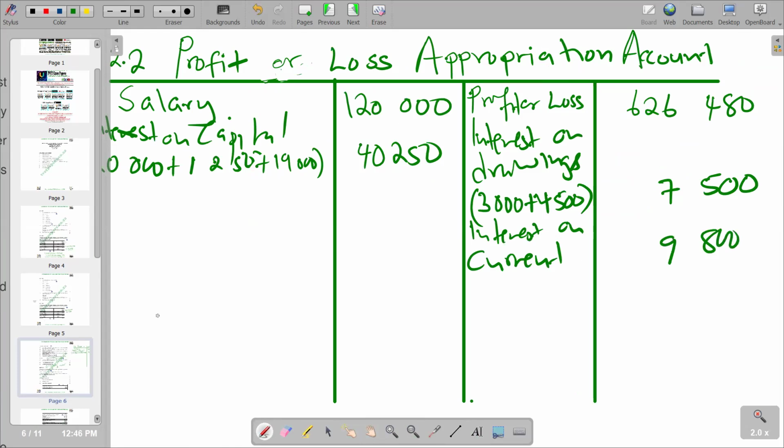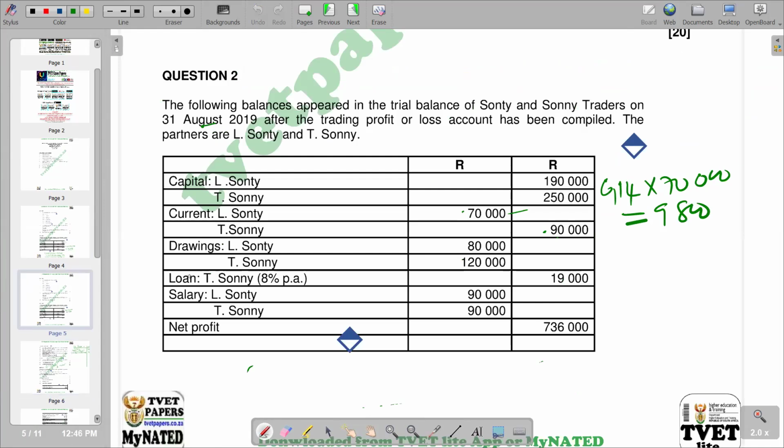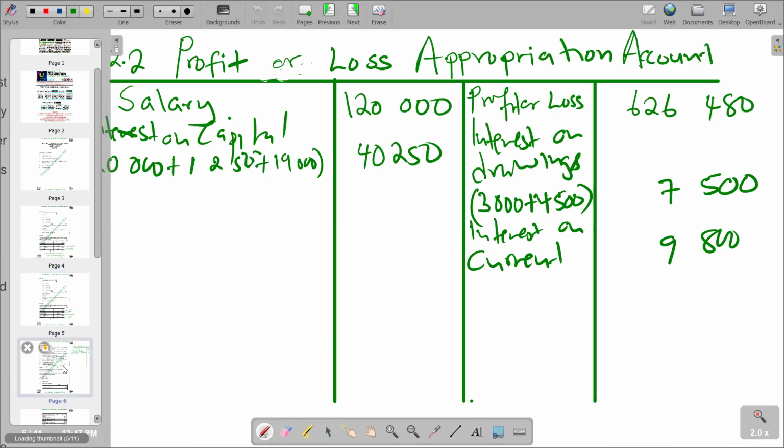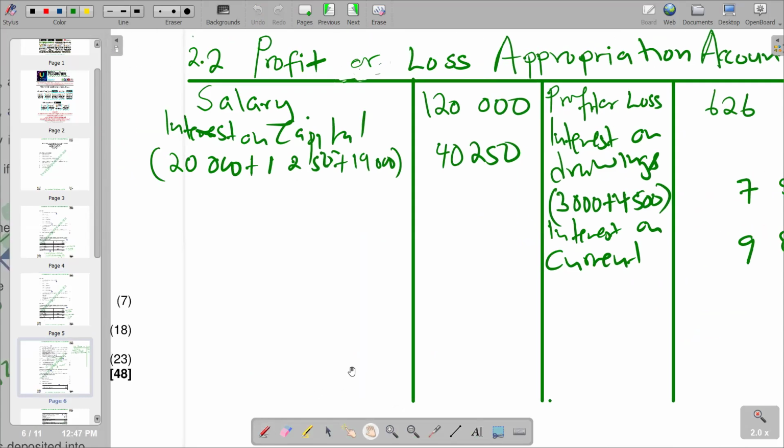Then we go and calculate the other interest on current that we have. We come here, you see that the other current is 90,000, but it's on the credit side. So we are saying 0.14 times 90,000. And we calculate like that, we're going to get 12,600, which is now going to the debit side. So we go there. So we are now saying interest on current. Interest on current are there. Just try to see.